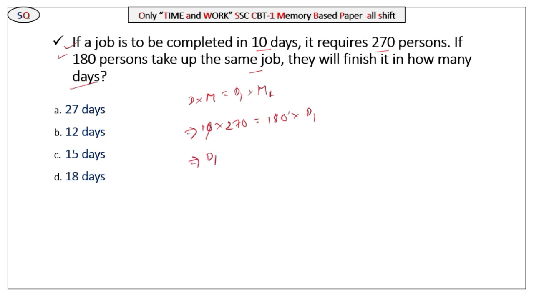0 0 cancel. 18 to 70. So 18 says how much it is? 15 days. Therefore the answer is 15 days. Correct answer is C. Next question.